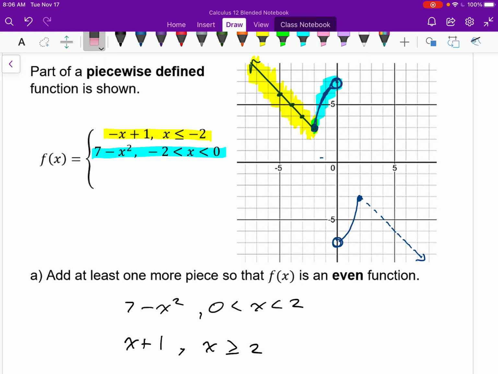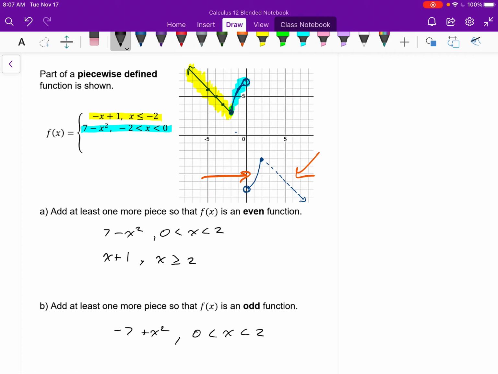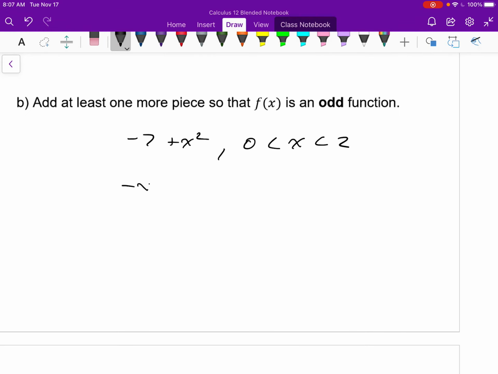And so I just got to add these two pieces here. And so what are the equations of those two pieces? Well, the first part is a quadratic function with a vertex at -7 opening up. So the equation for that would be x squared minus 7, from 0 to x to 2. And that second piece at the bottom, that linear function, if I continue it a bit, I can see it's a linear function with a slope of -1 and a y-intercept of -1. So negative x take away 1. And again, that's where x is greater than or equal to 2.